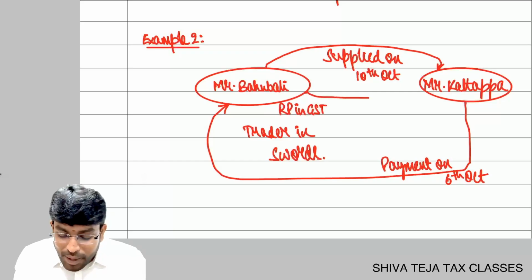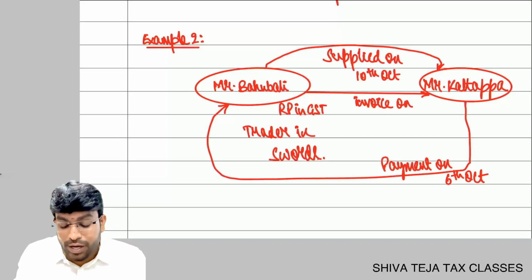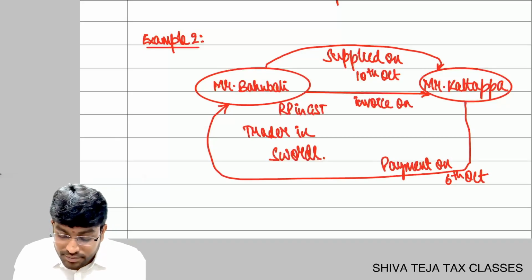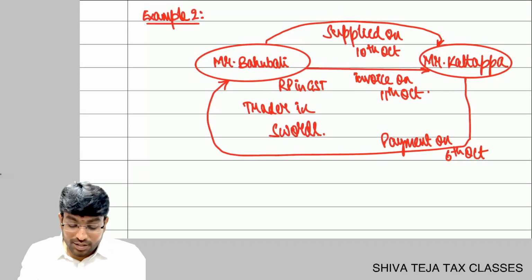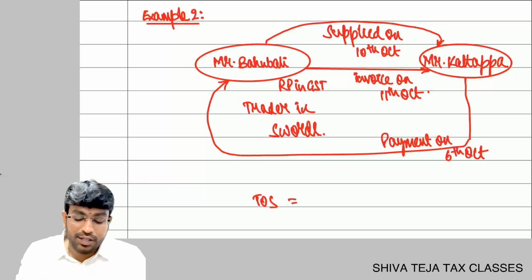And Bahubali actually gave the invoice to Kattappa on 11th October. Think very properly and give me the answer for time of supply.